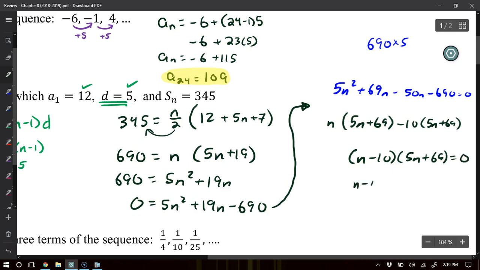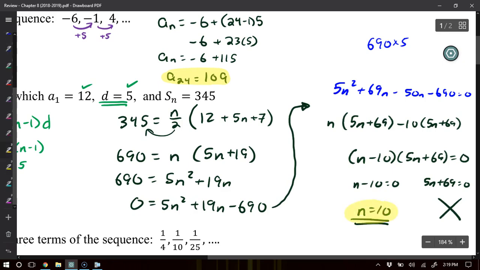So n minus 10 equals 0, n is 10. If I set 5n plus 69 equal to 0, I'm going to get n equals a negative number, which doesn't work. The problem asks us to find n, and we had to go through it with this longer process.